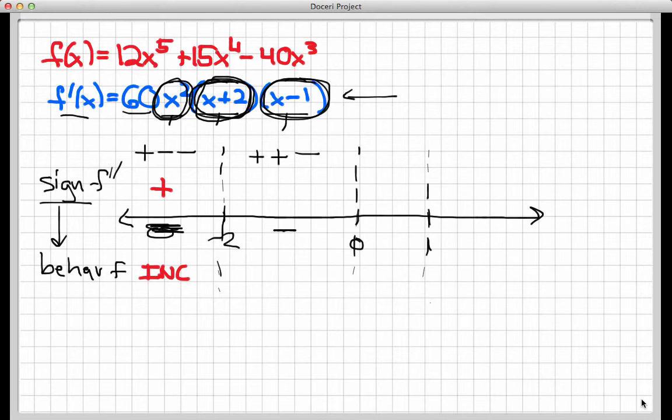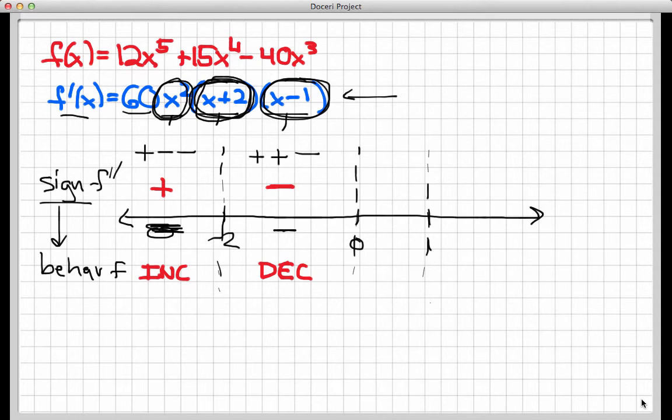So f prime, which is the product of those three things, would be a positive times a negative, and that would be a net negative result. So f prime is negative on that interval. That means f, the original function, is decreasing on that interval. Let's move on to the third interval and keep constructing the sign chart.